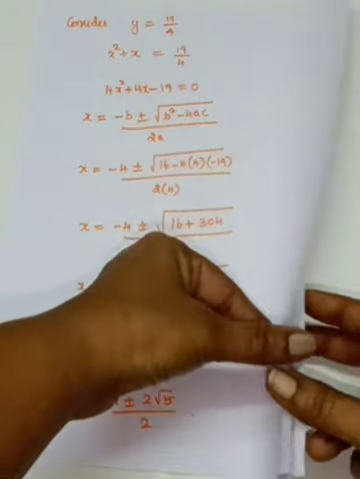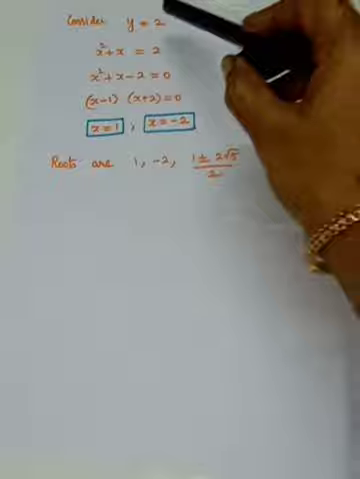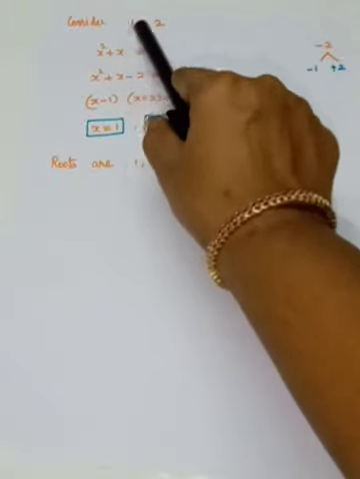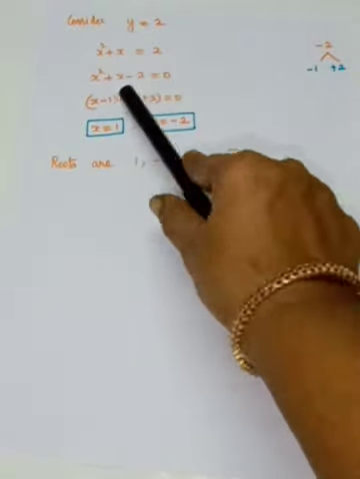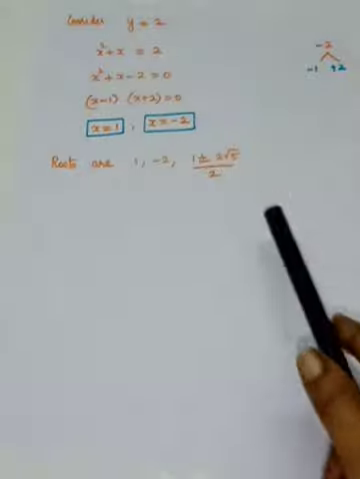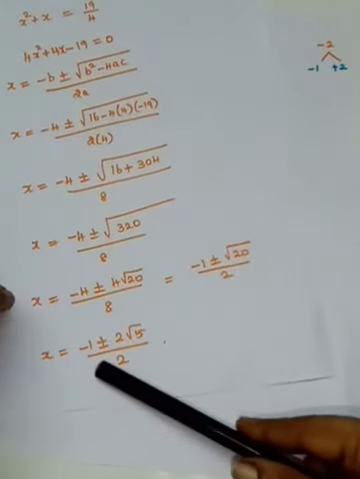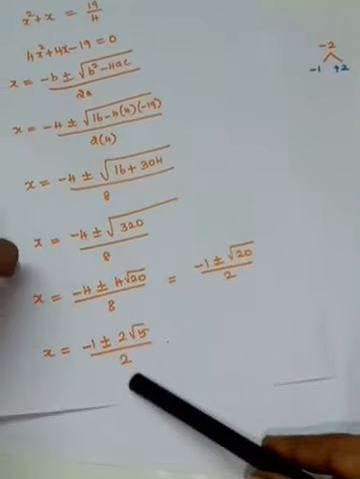Take next y. What is your y? Y is equal to 2. And in the place of y, you have to substitute x squared plus x. So bring this 2 to the next side, minus 2. So if you factorize, it is x minus 1, x plus 2 is equal to 0. So x equal to 1, x is equal to minus 2. So therefore the roots are 1, minus 2. The previously what we have taken, it is minus 1 plus or minus 2 root 5 by 2.